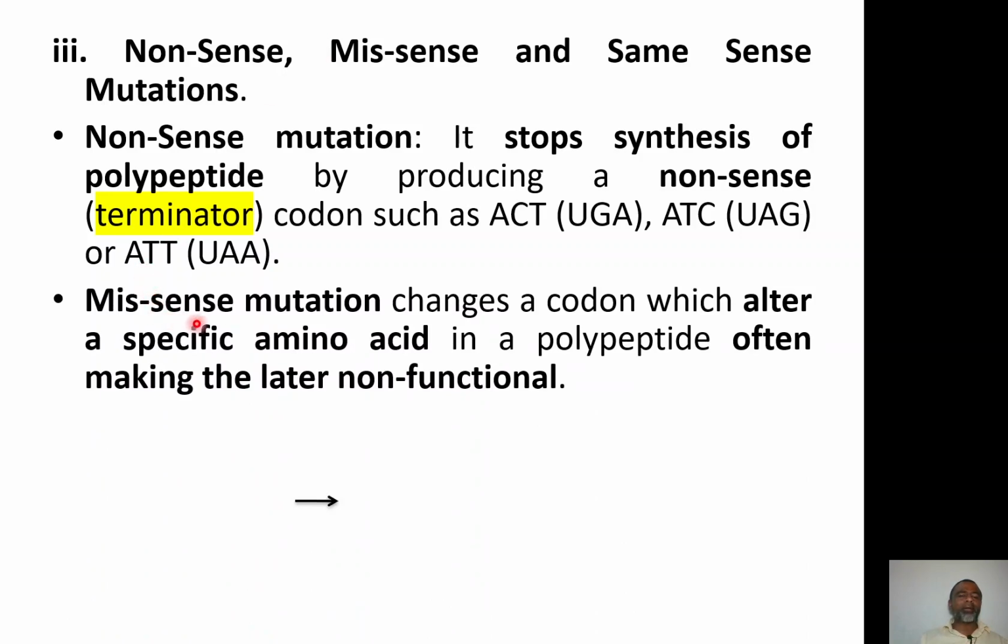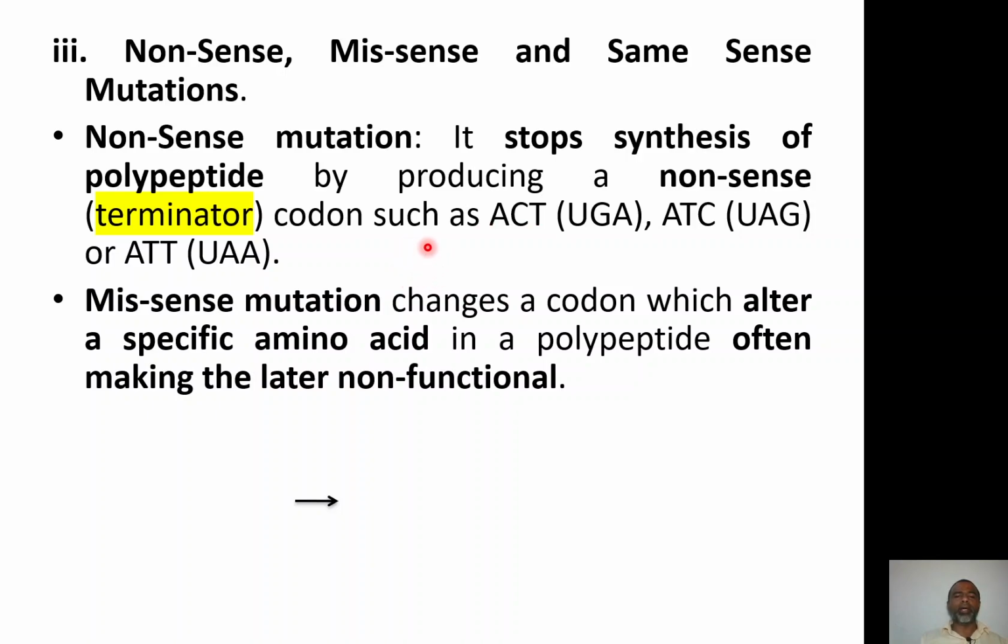Then you have the missense mutations. Missense mutation means when a codon will alter a specific amino acid. Say for example, this codon is mutated in such a way that it is now producing a non-functional type of polypeptide chain. Why is it so? Missense mutation changes a codon which alters the specific amino acid in a polypeptide, often making the latter non-functional. For example, if ACT was a code, say for example, you take any other code.